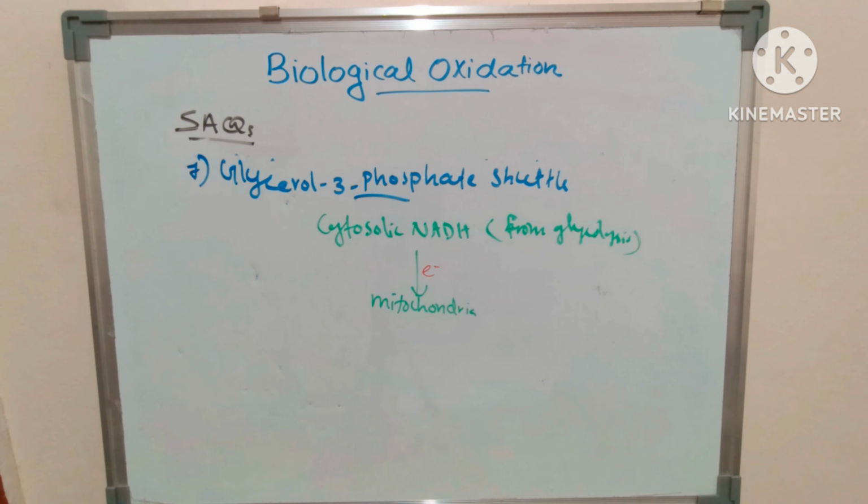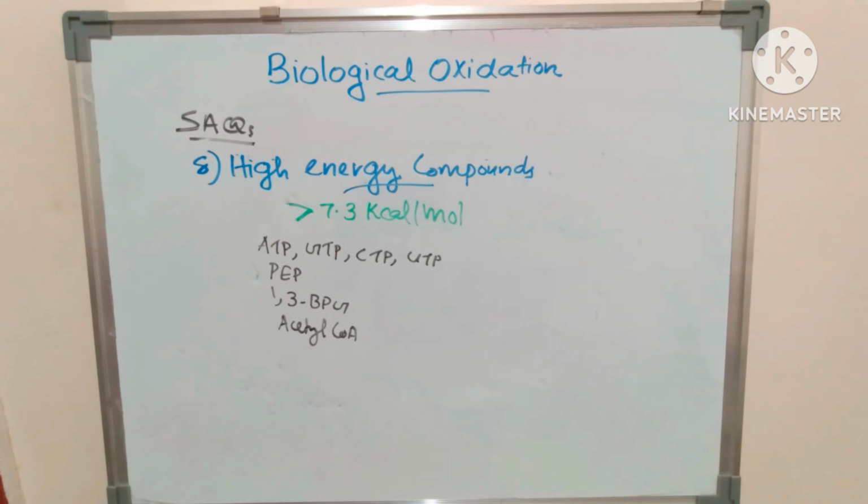Next one is glycerol 3-phosphate shuttle. This one transports electrons from cytosolic NADH, which is produced in glycolysis, into the mitochondria for oxidative phosphorylation, and here regenerates NAD plus to keep glycolysis running.